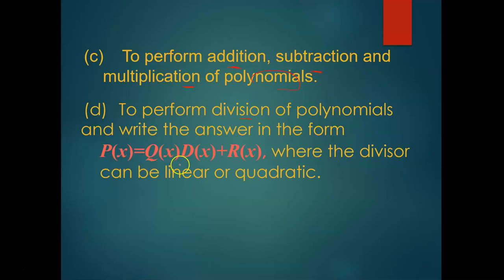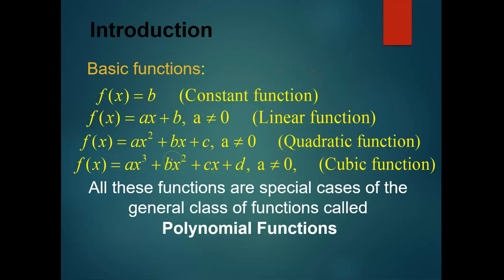P(x) equals Q(x) multiplied with D(x) plus R(x), where P(x) is your original polynomial, Q(x) is your quotient, D(x) is your divisor, R(x) is your remainder. We will look through what are these three equations.